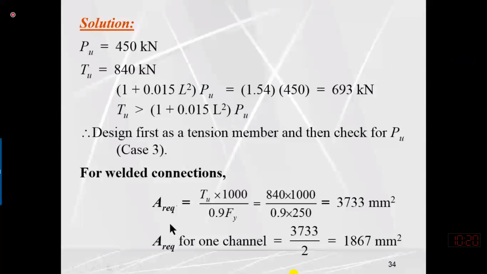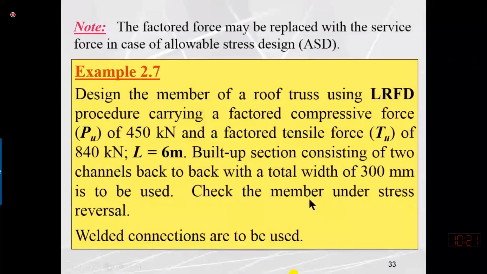So only using the yielding criteria, we may determine the area required. TU is 840 multiplied by 1000, to convert into Newton. Phi t value in yielding is 0.9, and for the yielding criteria we use yield stress 250. So area required is 3733. Since we have to use a built-up section, which comprises two channels as given in this statement, the area of one channel will be half, 1867.